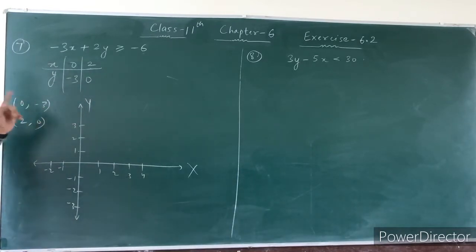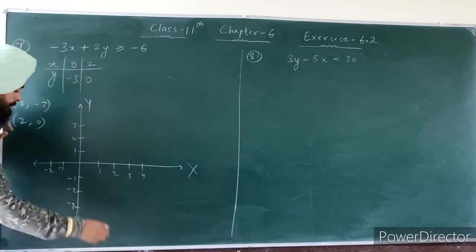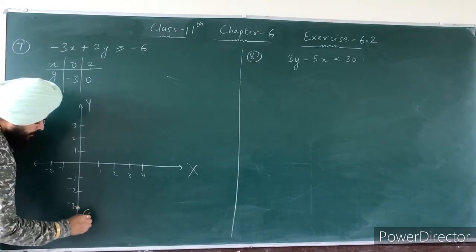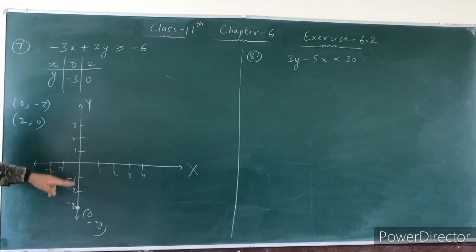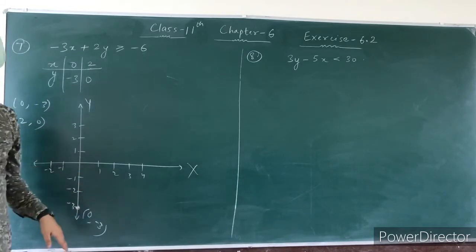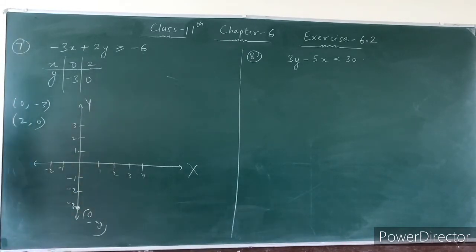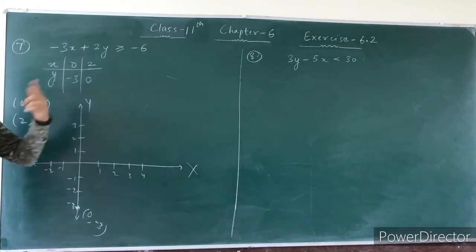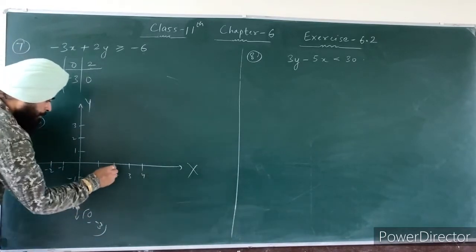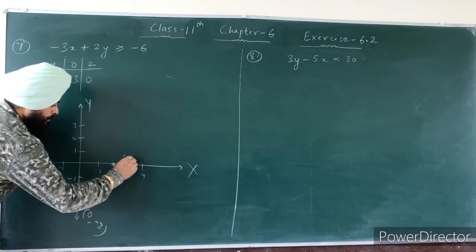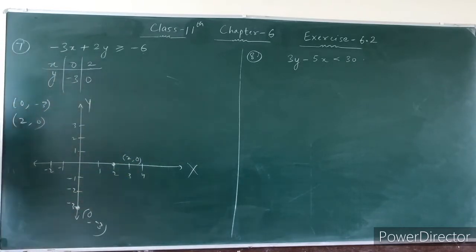So (0, minus 3) lies on which axis? It is lying on the y axis, because here the value of x is 0, and the value of x is 0 on the y axis. So the point is here, (0, minus 3), because the y value is negative. ठीक है, on y negative lies below the origin. The second one is (2, 0). Here the value of y is 0, and y equal to 0 is always on the x axis, and the value of x is 2, so 2 is lying on the positive x axis. So the point is (2, 0). Now join these points.